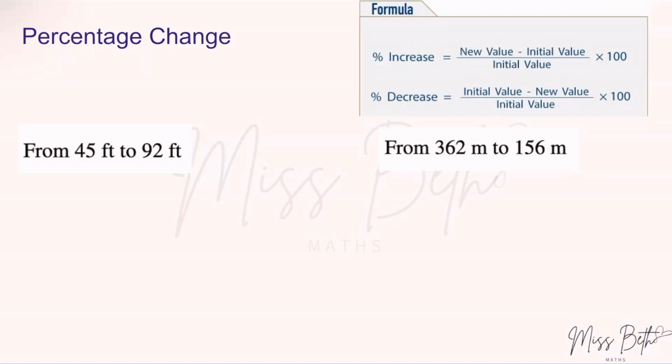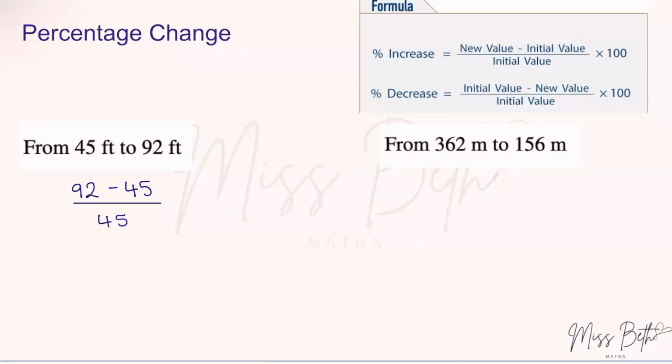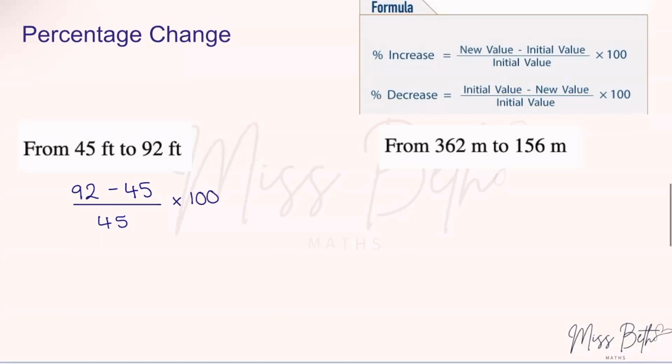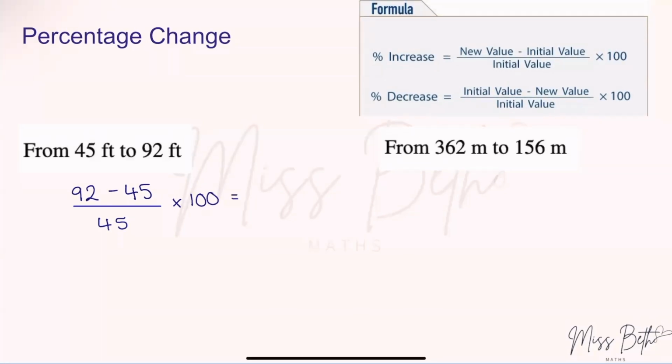Okay, so if we start with this first question, we want to work out the percentage change from 45 feet to 92 feet. Okay, so this of course is increasing. So we're using our increase formula. So our new value would be 92. We're going to subtract the initial, which is where we started. So at 45, you're going to divide that by the initial value of 45 and then multiply by 100 to find the percentage. Okay, pop that into your calculator and you would get 104%.